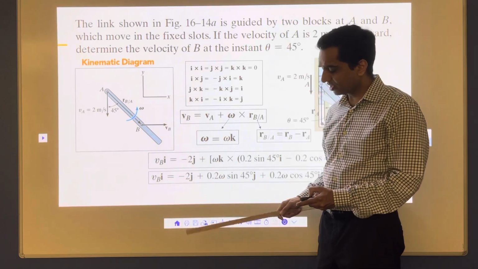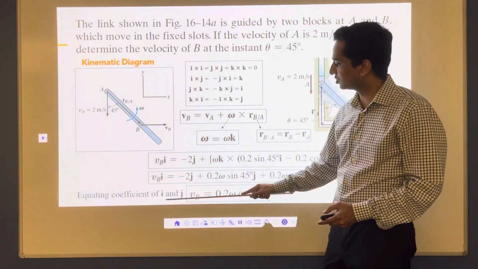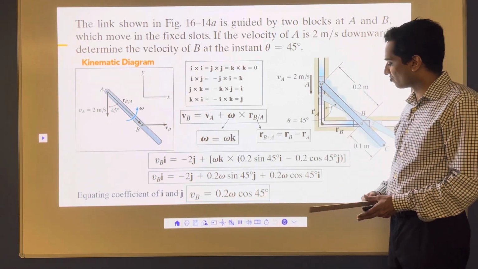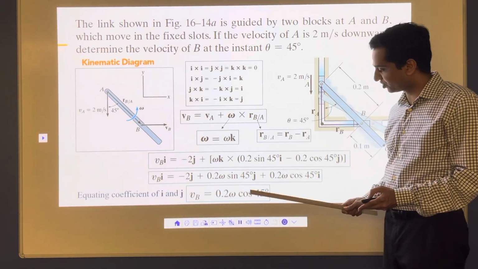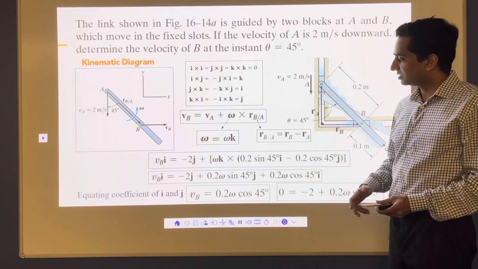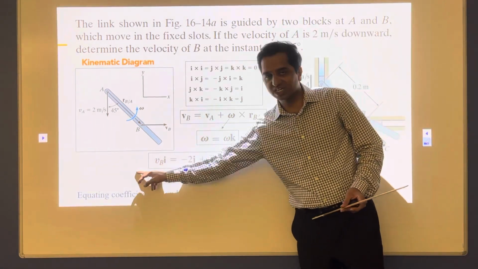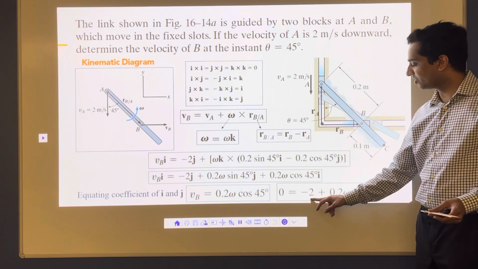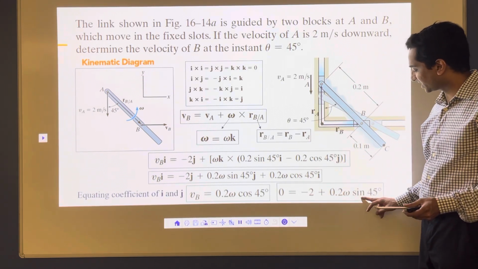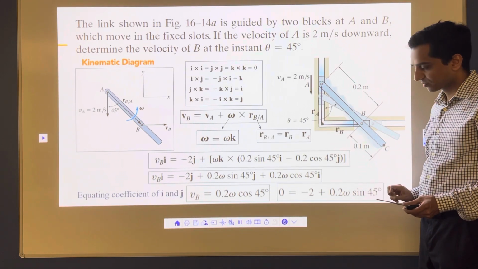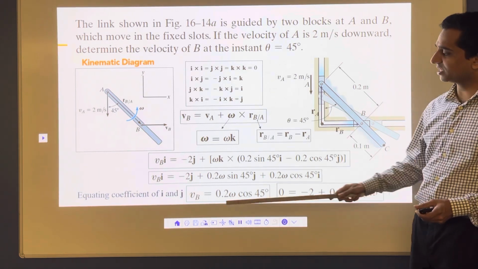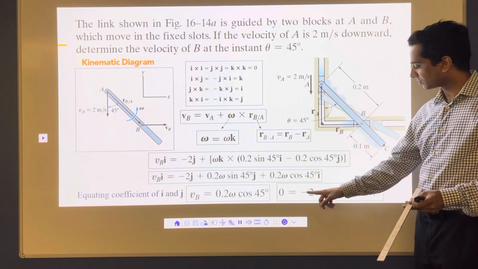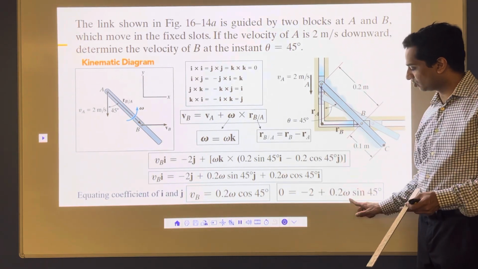So I'm going to equate the coefficients here. By equating coefficients of i and j, I will get VB is equal to 0.2 omega cos 45. This is the value for the coefficient of i, and there is no coefficient of j, it's 0j on the left hand side. So I can rewrite as 0 is equal to minus 2 plus 0.2 omega sine 45. That's it. Now our objective is again to calculate VB. To calculate VB, we need to know omega. So based on this equation, we can calculate the value of omega.